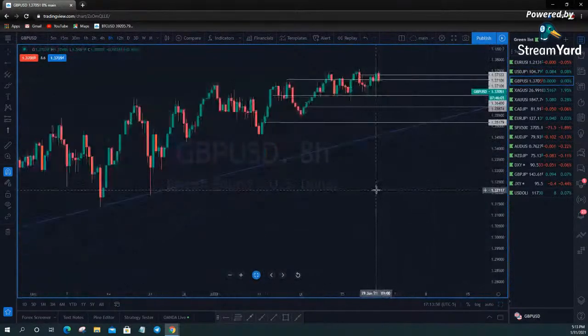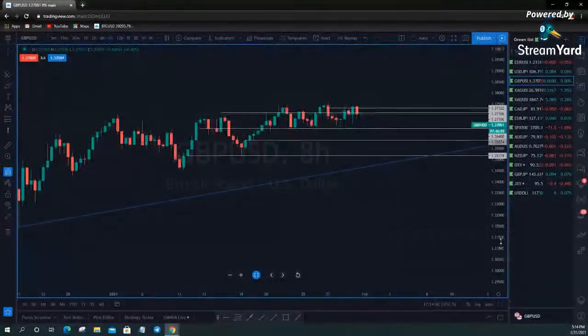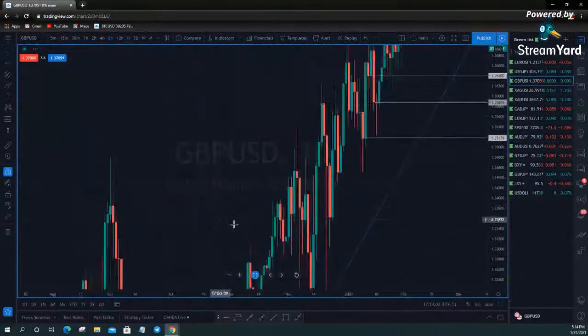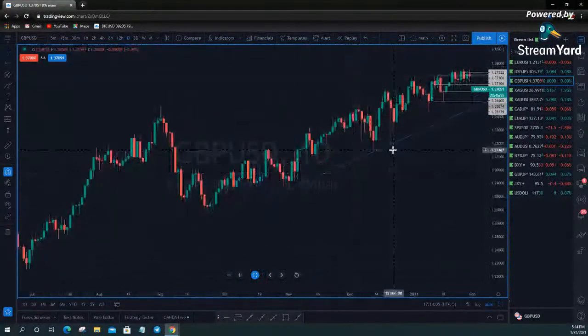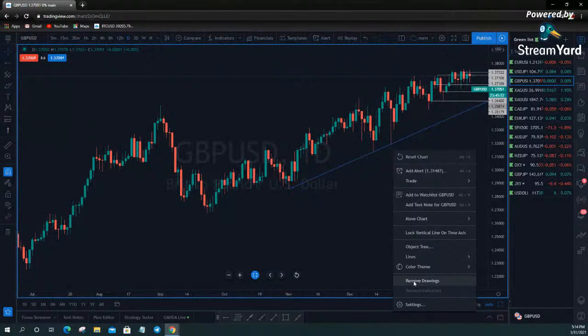All right, Pound Dollar. Pound Dollar has been trading inside of a range. Let me get over here to the daily. Let's get rid of all these levels. So it's been trading in a range.